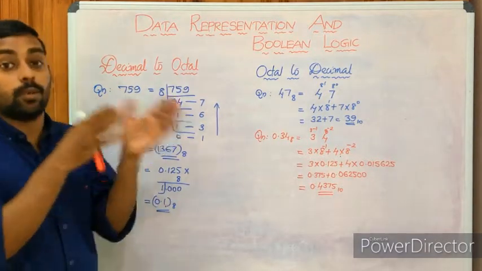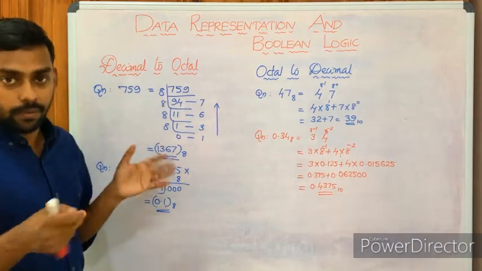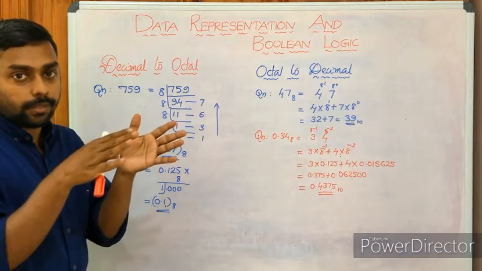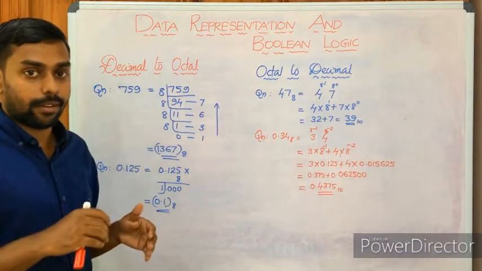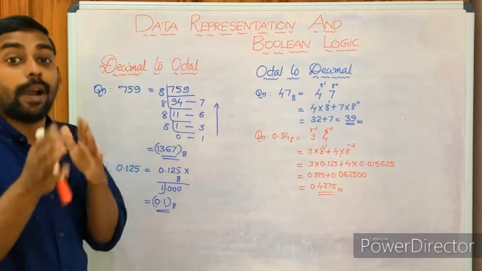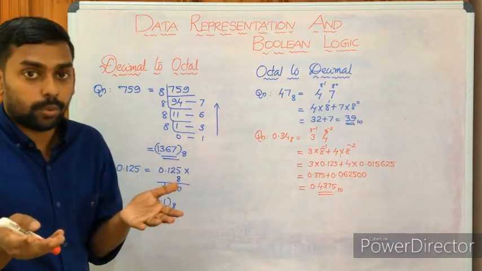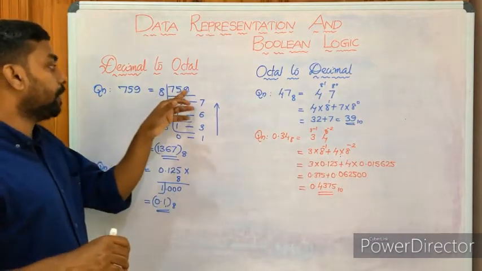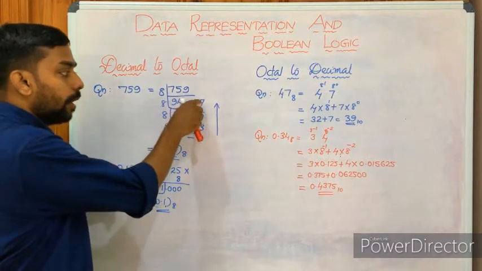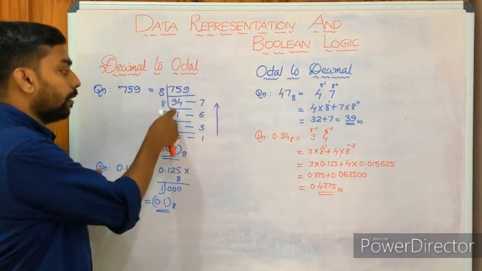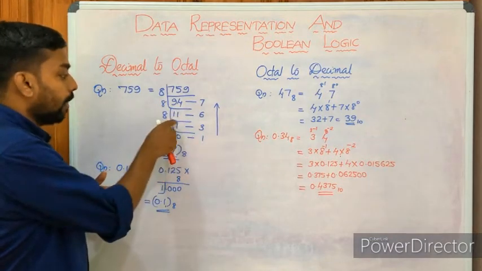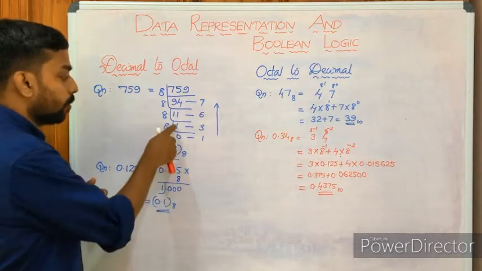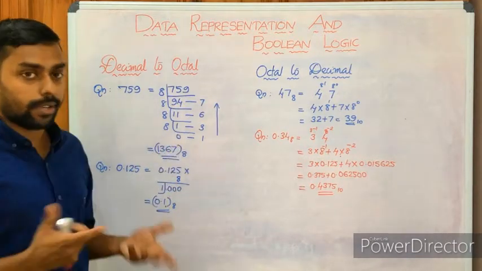So how to convert decimal to octal? We follow division by 8, just like converting decimal to binary. Decimal to binary we divide by 2, and decimal to octal it's by 8. Very simple. 759 divided by 8 gives 94, and the remainder is 7. 94 divided by 8 gives 11, and the remainder is 6. 11 divided by 8 gives 1, remainder 3. And 1 cannot be divided by 8, so we write 0 as the quotient and 1 as the remainder.